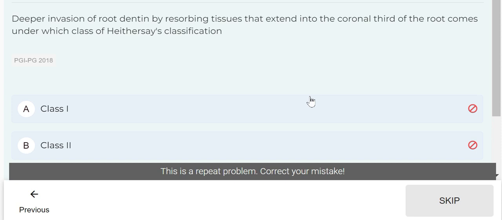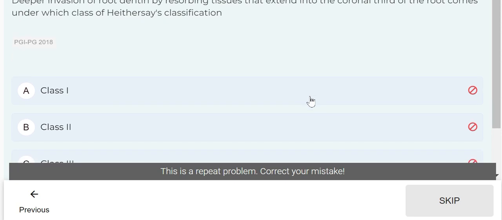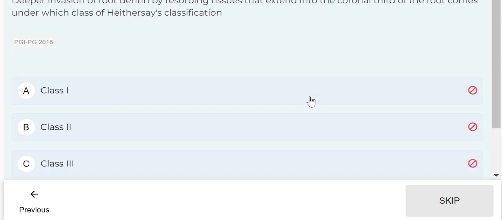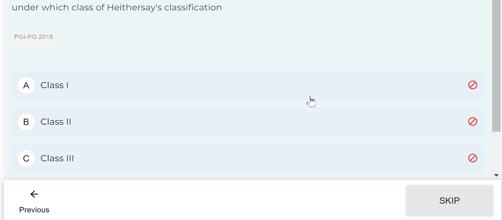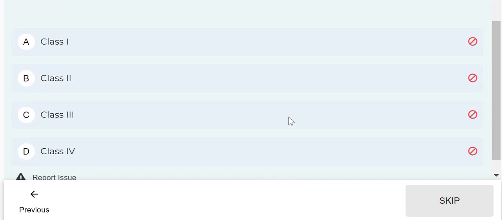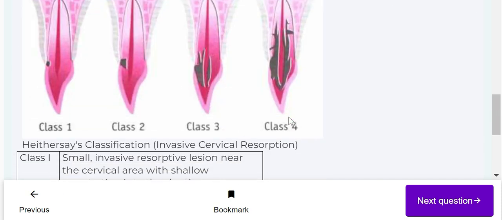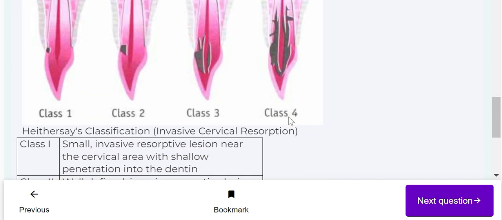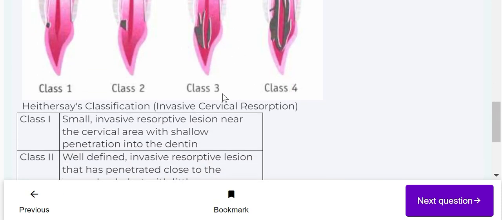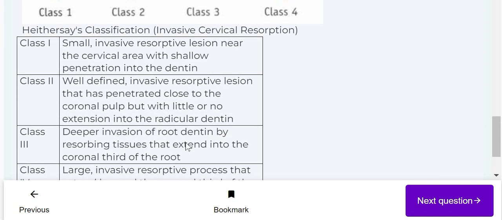Deeper invasion of root dentin by resolving tissues that extend into the coronal third of the root comes under which class of Heithersay's classification? Extend into the coronal third of root, that comes into class 3. Deeper invasion of root dentin by resolving tissues that extend into the coronal third of the root.